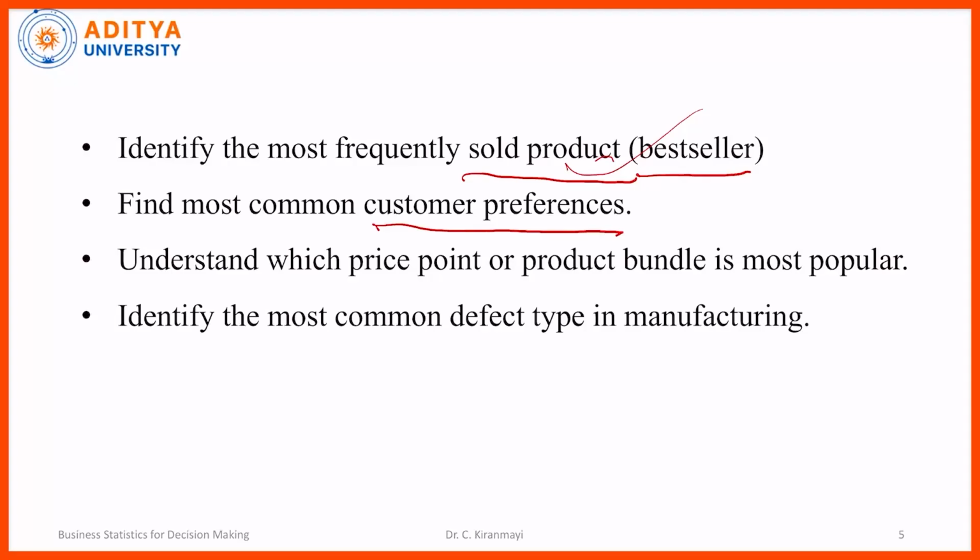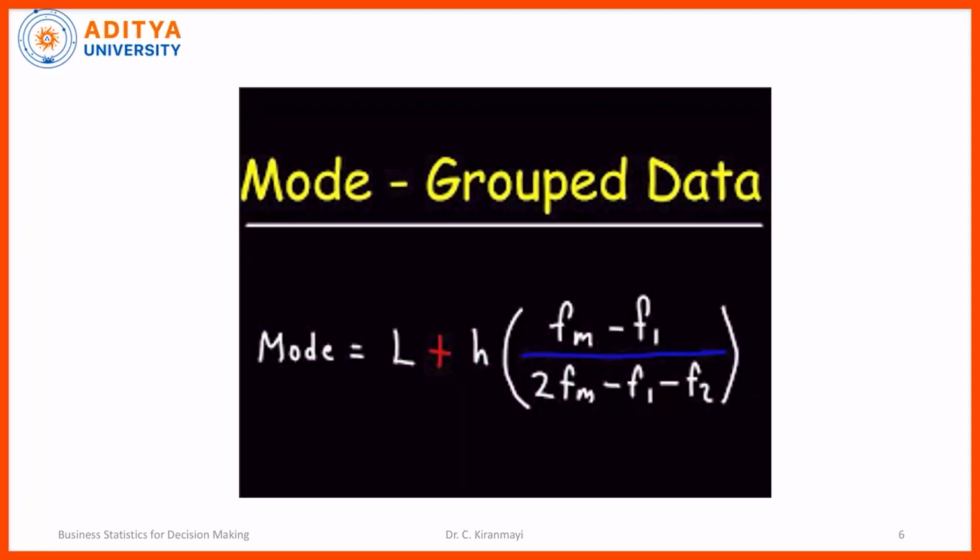And to identify which price point or which product bundle, a retailer might be selling products in bundles or in terms of bunches. In such a case, firms may be interested in knowing which bundle is preferred by the majority of the customers. And these are the different areas of application of mode.